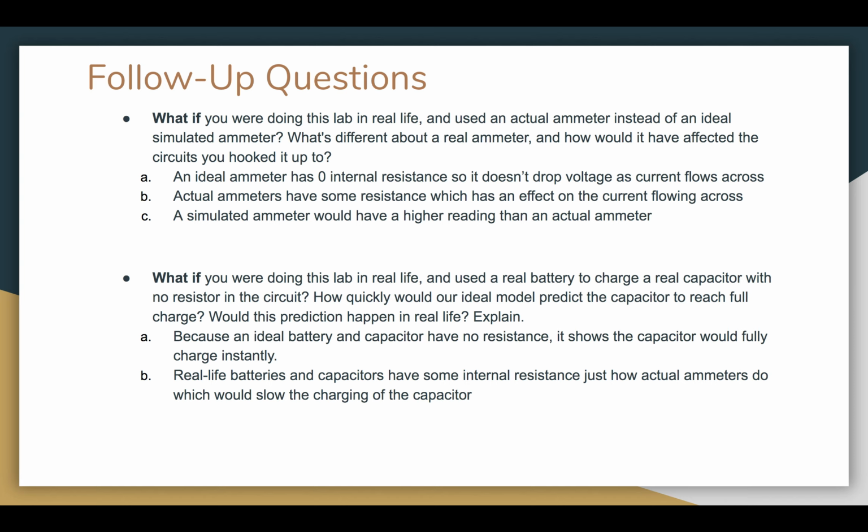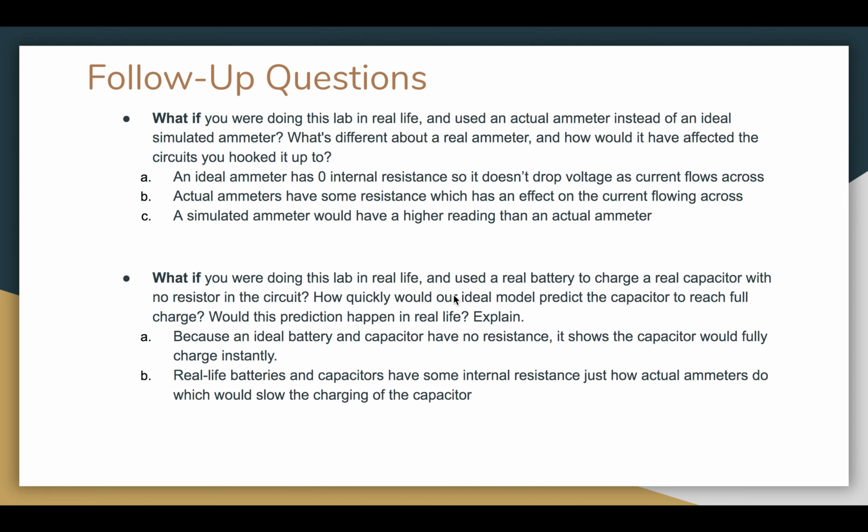Follow-up questions. So if I was doing this in real life, an ideal ammeter has 0 internal resistance, so therefore it wouldn't drop voltage as current flows across, whereas actual ammeters have some resistance which has an effect on the current flowing across, and a simulated ammeter would have a higher reading than the actual ammeter.